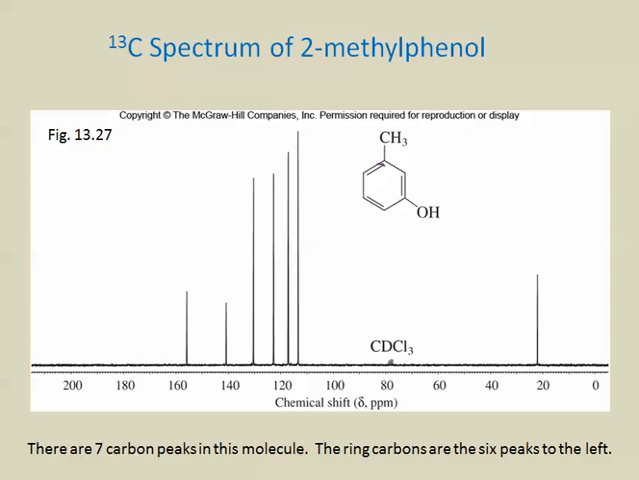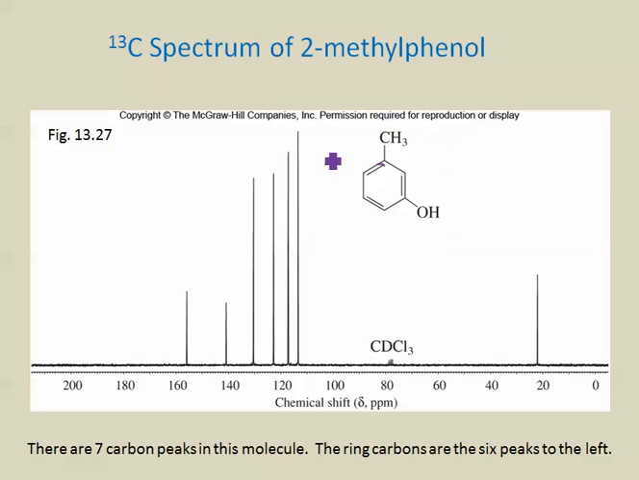Here's an example showing one of these benzene rings, and oftentimes the different isomers of benzene-related compounds can be compared in terms of their carbon spectra. We've got the 6 carbons in the ring that are giving rise to these 6 signals over here to the left. The methyl carbon is responsible for this peak over around chemical shift of 20 or so.